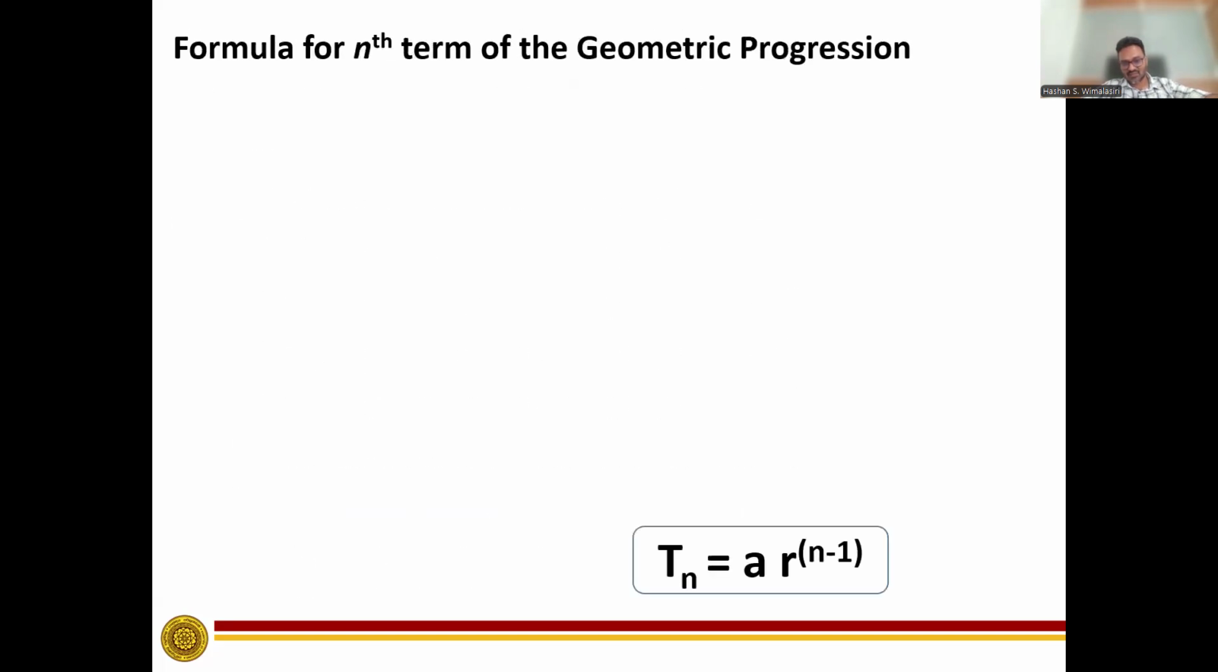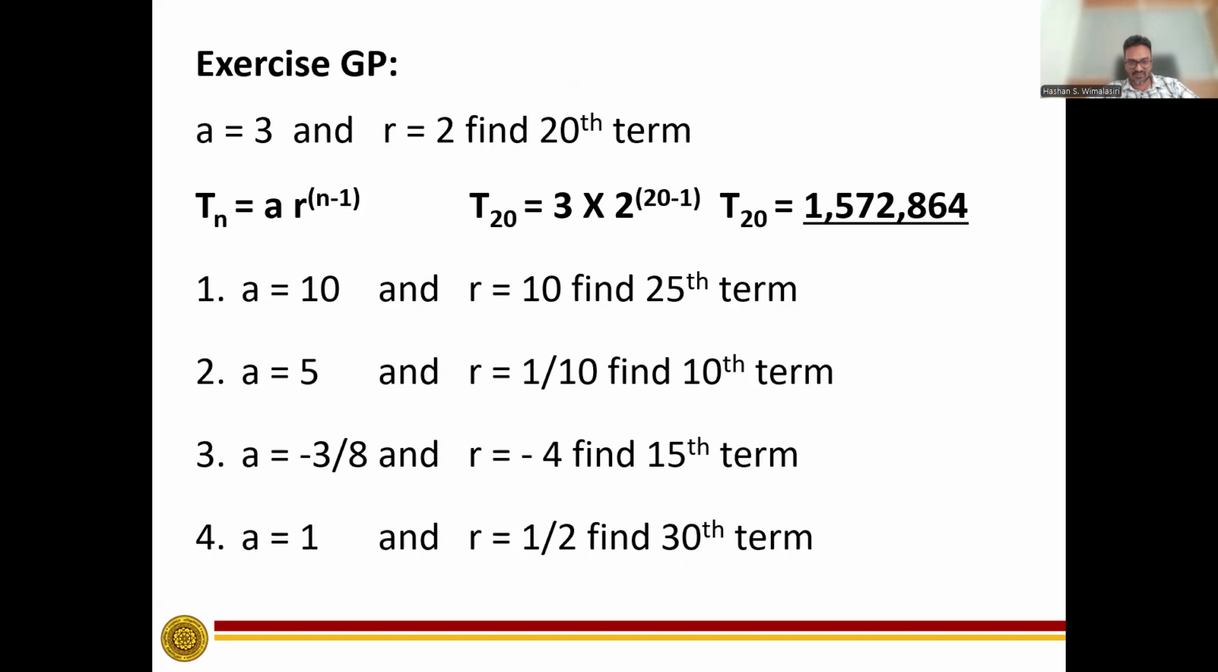To find this, again we can easily develop this equation, that is Tn equals ar to the power n minus 1. Here r is the common ratio and a is the first term, right? So can you do this first one? Can we apply this equation? The equation is available here. Try this and find the answers.